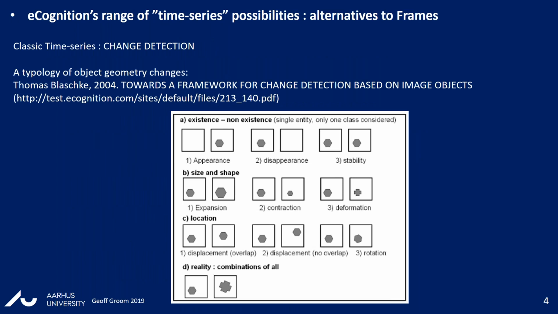The significance of eCognition for temporal analysis and change detection was realized quite early on in eCognition's history. So, for example, back in 2004, Thomas Blaschke from Salzburg made a paper, or several papers, but this one, for instance, which is on the eCognition website, laying out a framework for change detection based on image objects, which summarizes all the types of changes that can be considered and can be analyzed in a platform such as eCognition.